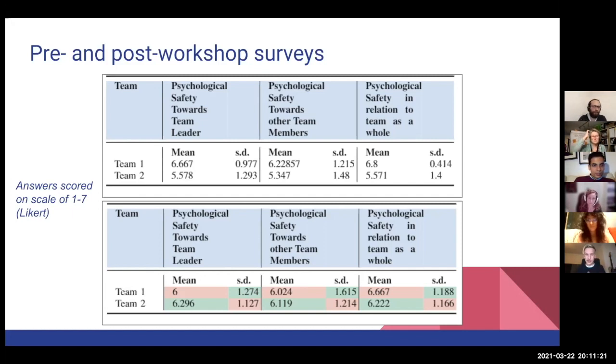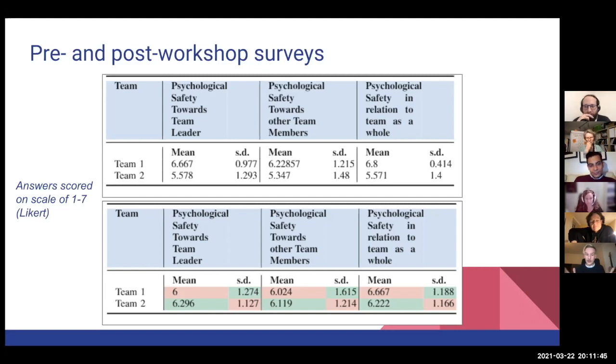You can see that each column here corresponds to a section in the survey, namely psychological safety towards the team leader, towards other team members, and towards the team as a whole. These were all factors that we measured and calculated, and you have the simple mean of the scores. As you noticed when you were filling it out, it is a simple 1 to 7 score, from strongly disagree to strongly agree.